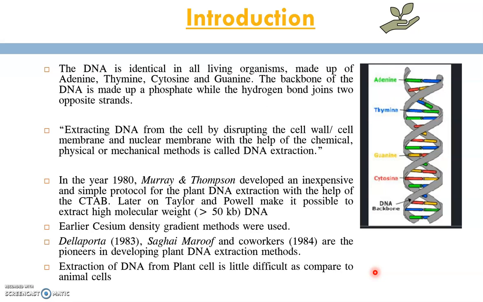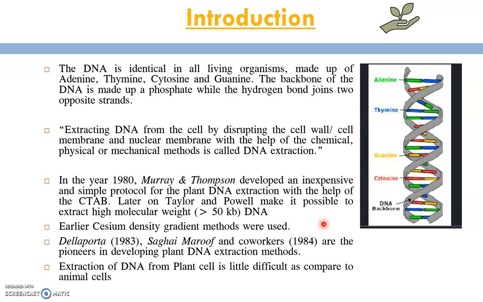In 1980, Murray and Thomson developed an inexpensive, simple protocol for plant DNA extraction with the help of CTAB. Later, Taylor and Powell made it possible to extract high molecular weight DNA, which is greater than 50 kilobase pair. Earlier, this CTAB method and the cesium density gradient method were used, and Dellaporta in 1983, and Saghai-Maroof and co-workers in 1984 are the pioneers in developing plant DNA extraction methods.